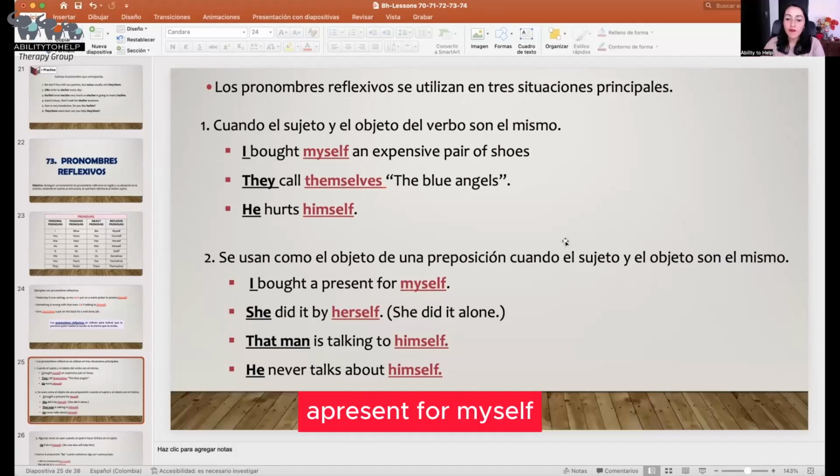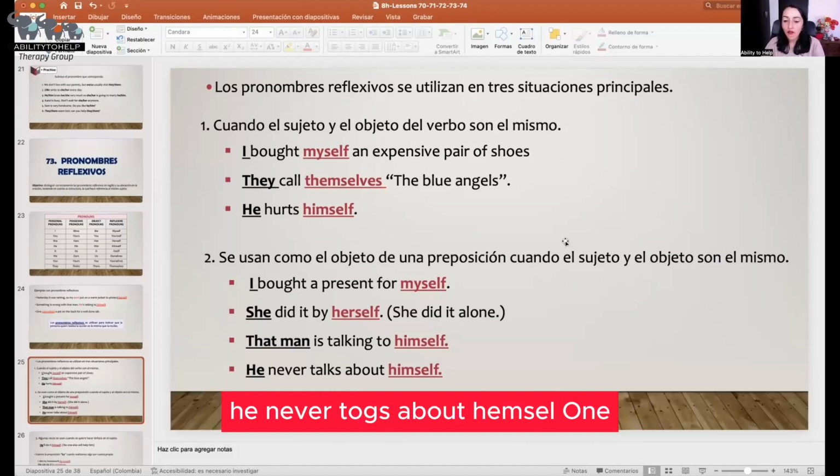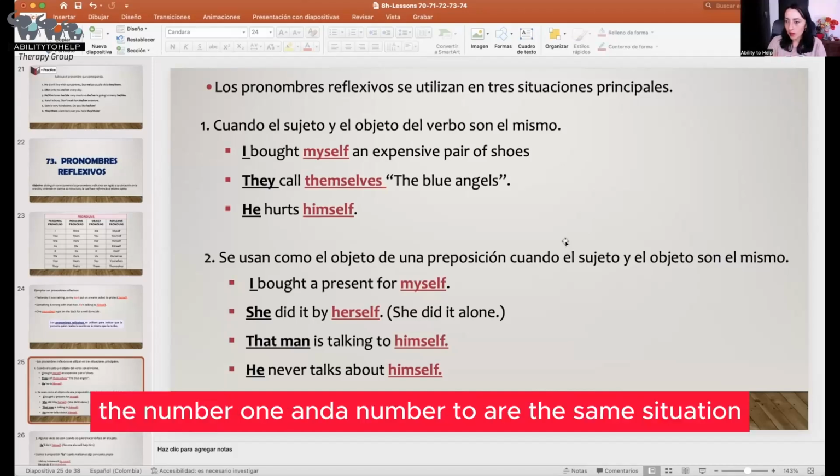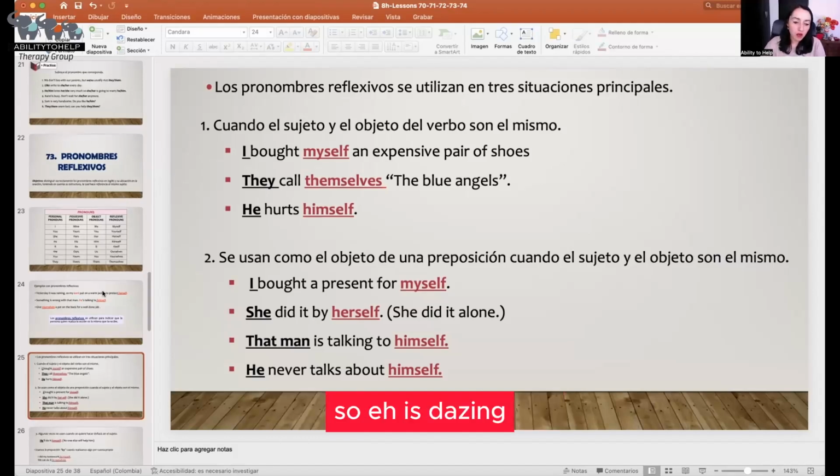I bought a present for myself. She did it by herself. The man is talking to himself. He never talks about himself. The number 1 and the number 2 are the same situation, the same idea. The only difference is that the first one doesn't have a preposition and the second one has a preposition in it. So it is the same.